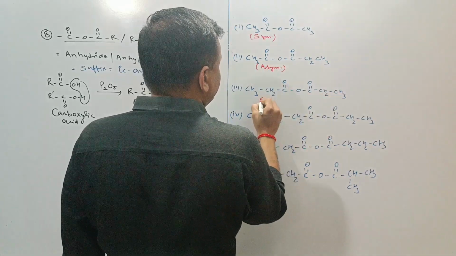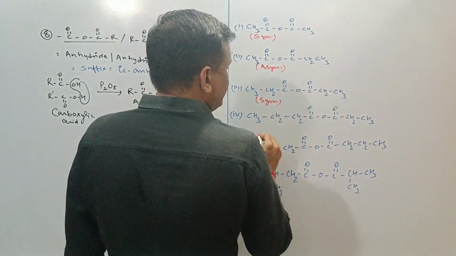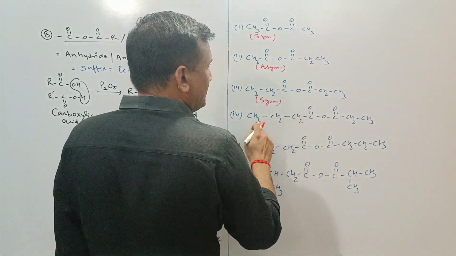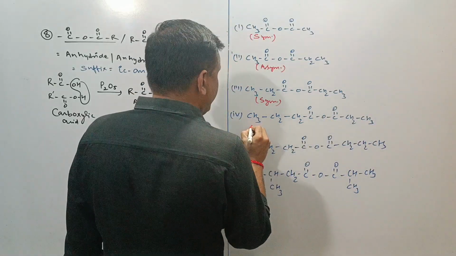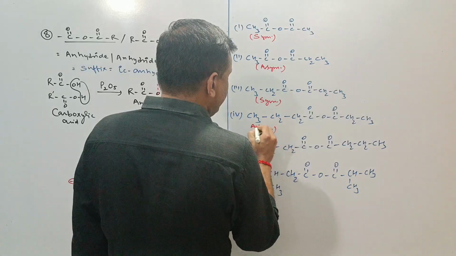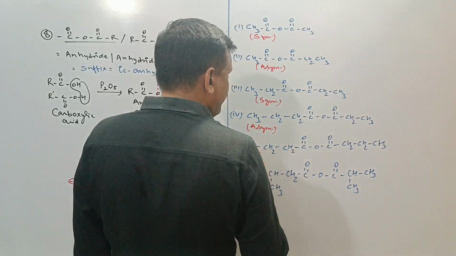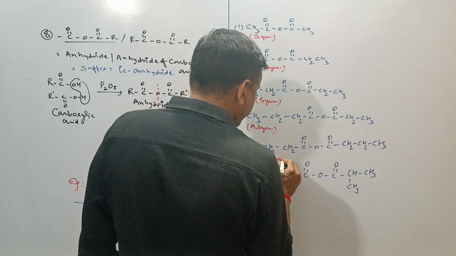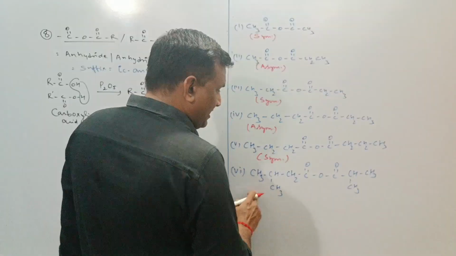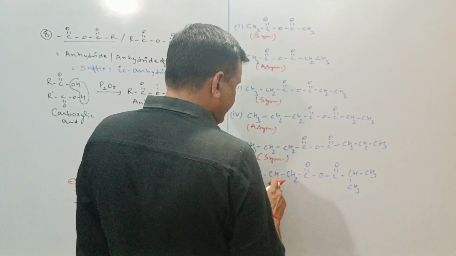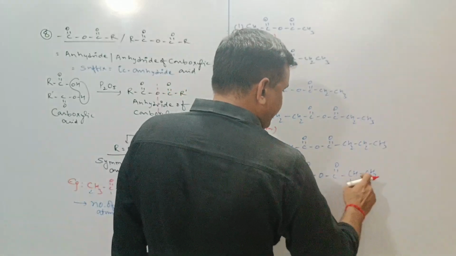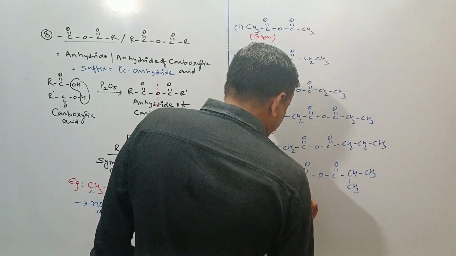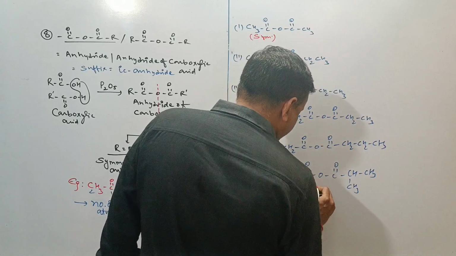This is again your symmetrical anhydride. This is again 1, 2, 3, 4, 1, 2, 3 carbon, so it will be again your asymmetrical anhydride. This is your 1, 2, 3, 4, 1, 2, 3, 4, so it will be your symmetrical anhydride. And both are the same. 1, 2, 3, 4, 5 carbon, 1, 2, 3, 4 carbon, so it will be again your asymmetrical anhydride.